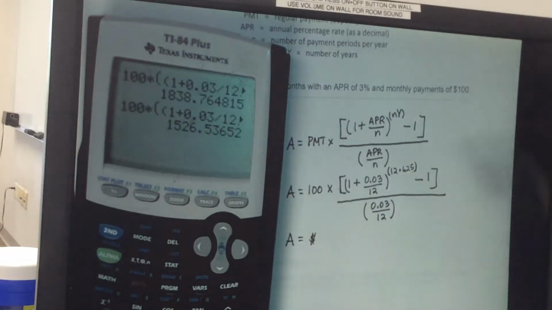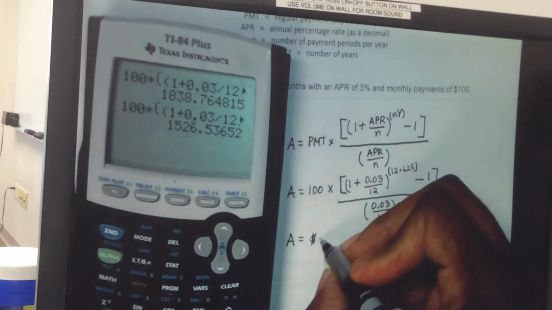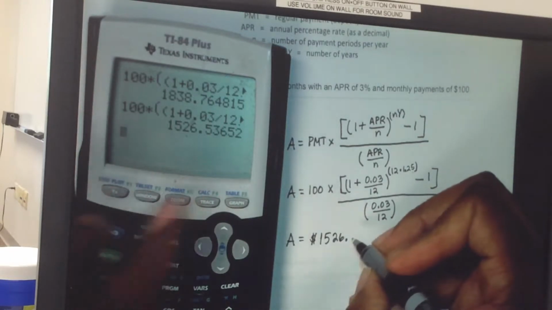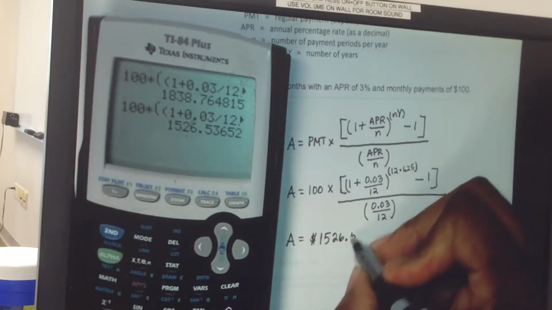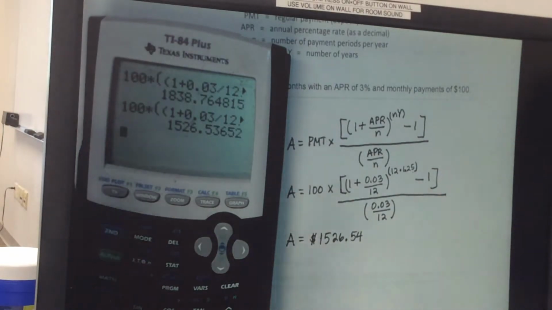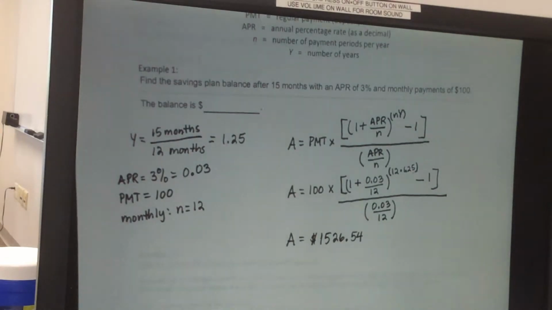Okay. So that exponent should be 12 times 1.25, not 1.5. And I did correct that here. So here you're going to get $1,526.54 if we round that off to 2 decimal places. That would be the amount in that savings plan after 15 months at 3%.